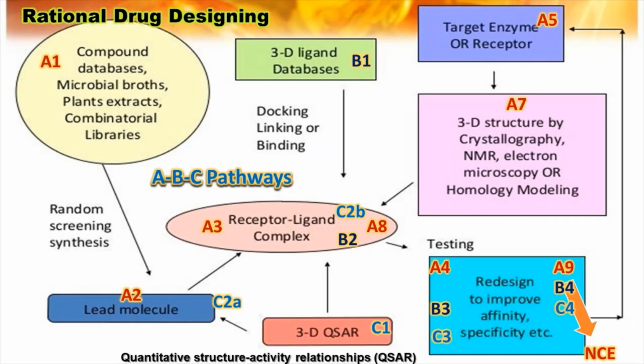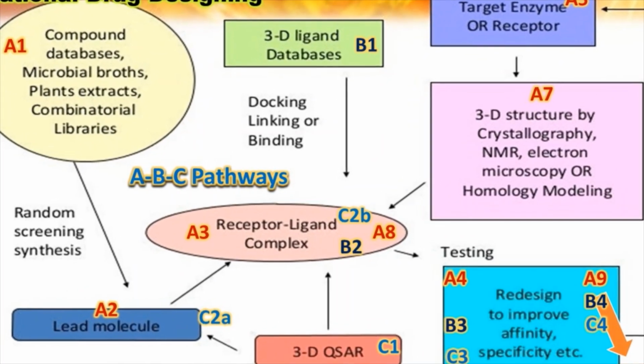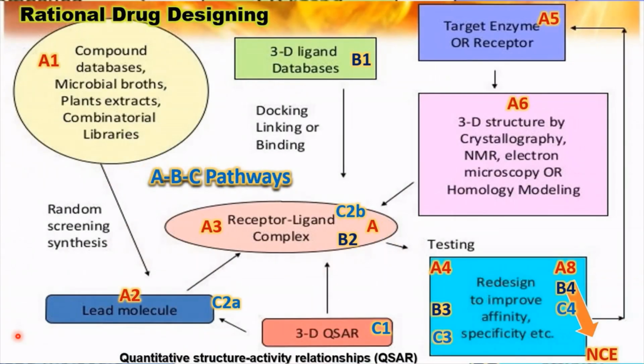Let us understand rational drug designing in a little more detail. There are three pathways: A, B, and C. Each pathway begins with a different source of drug-like molecules. This is A. You start with the compound database, and from this you screen and get the lead molecule. Then you find out whether it is binding to the target or not by looking into the protein-ligand complex, and protein-ligand docking methods are used here. Once the complex is forming, then you redesign, and if it is good enough, you can produce a new chemical entity.